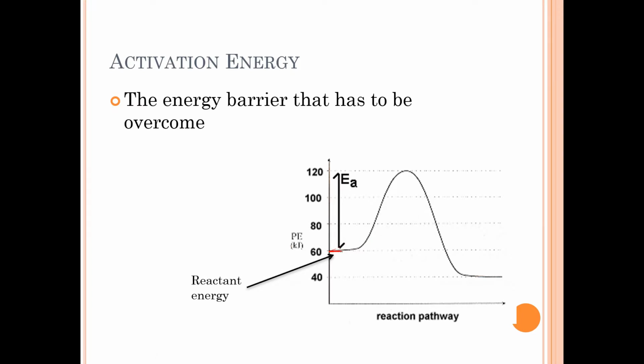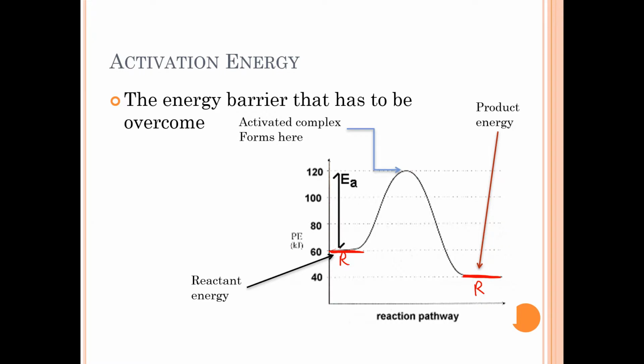So the reactant energy is always on the left side here. That's my reactants. The product energy will be on the right side. Whatever. So reactant energy on the left, product energy on the right. At the top here, it's kind of neat because this is where the activation energy is the highest, and if the molecules have enough energy to get here, they will form what's known as an activated complex, and we'll talk about that shortly.